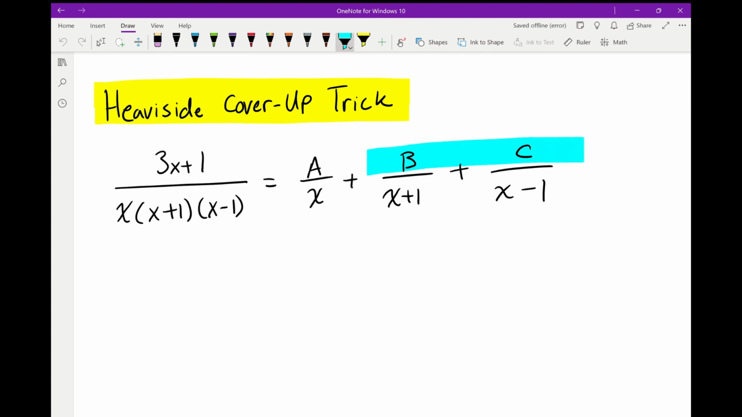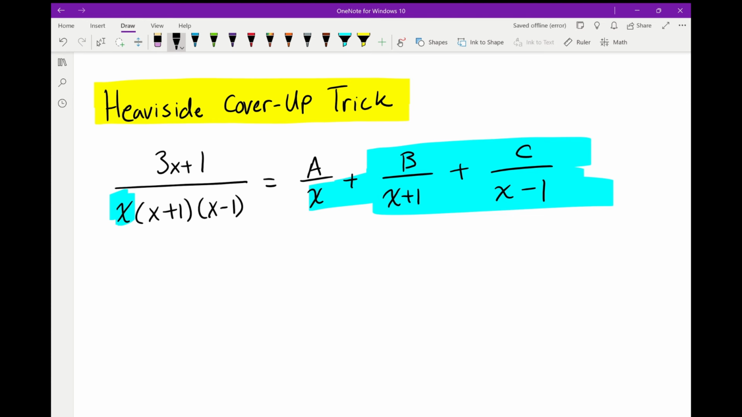On the right-hand side, we're going to pretend that everything I've highlighted here in blue doesn't exist. Just the a. We've essentially covered everything up. On the left-hand side, we cover up the factor that corresponds to the thing we're solving for. So here we're solving for a, so we cover up that x. Everything highlighted in blue, we pretend doesn't exist. Now we plug in the number that makes that factor 0.